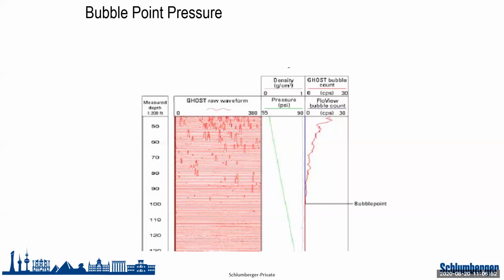So what they did, this is an example of some of the work that was done in Iraq. They observed at which pressure they started seeing bubbles of gas. So you can see the point at which the oil starts liberating gas, at which pressure, and then they managed to estimate the bubble point pressure, yeah?